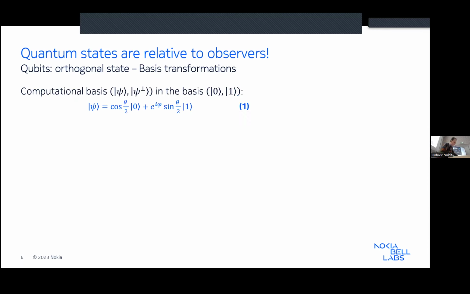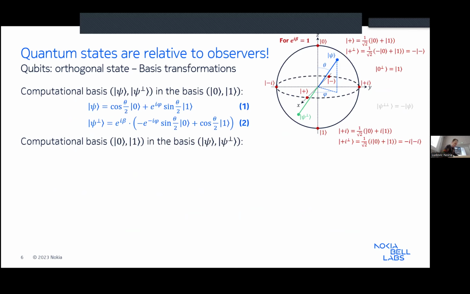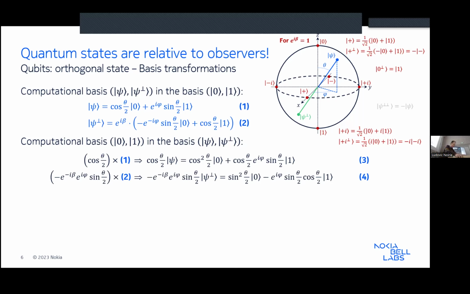So in terms of basis transformation also, what we did in the last slide was the writing of psi and psi orthogonal in the basis 0, 1. So this is equation 1 and 2 here. And now the question, so this is the same Bloch sphere representation. What you would like is to have the reverse, the computational basis 0, 1 in the basis psi, psi orthogonal. So we just need to invert. So 1 and 2 can be written in matrix shape, and we just need to invert the matrix. But this can be done easily without using the matrix, by simply multiplying the equations 1 and 2 by this coefficient here.